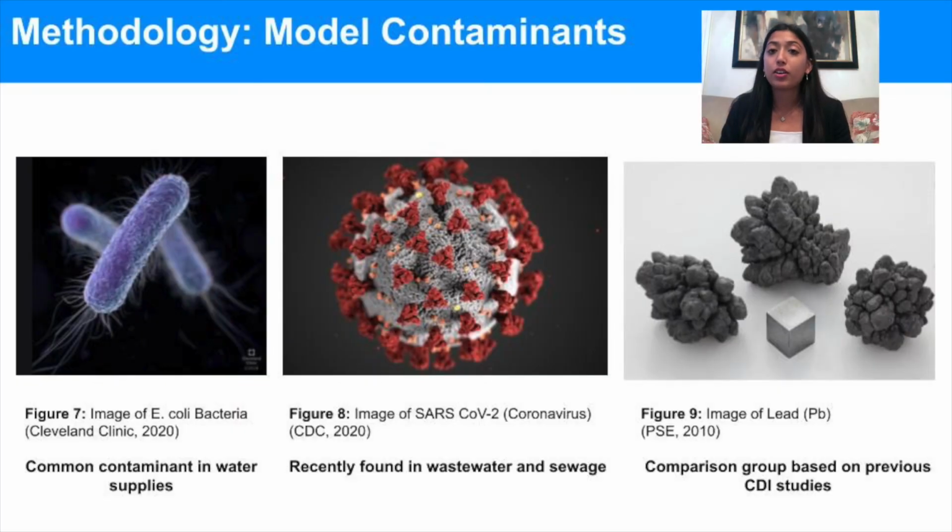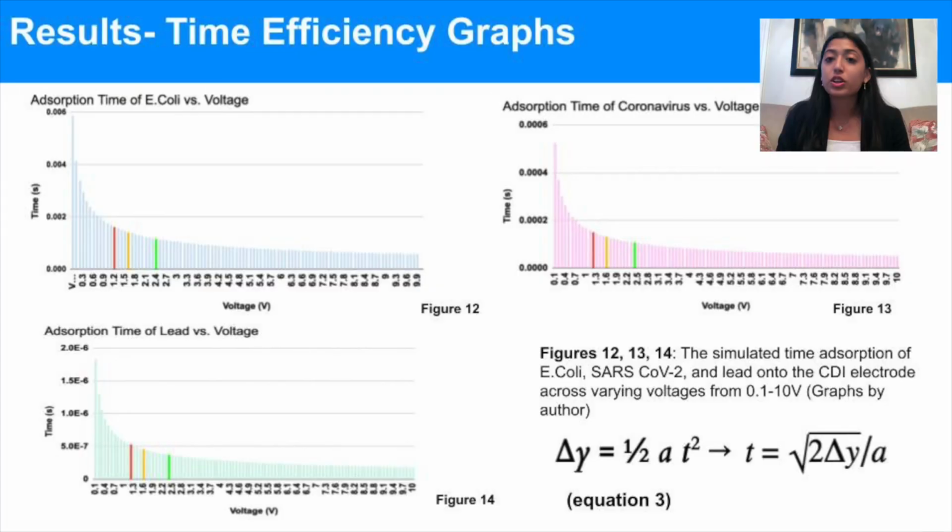The removal of the following contaminants was observed in this study: E. coli bacteria, coronavirus, and lead. The time removal efficiencies of CDI for the following contaminants were all under 1 second, which meant that each contaminant was successfully removed under the simulation before exiting the CDI cell.